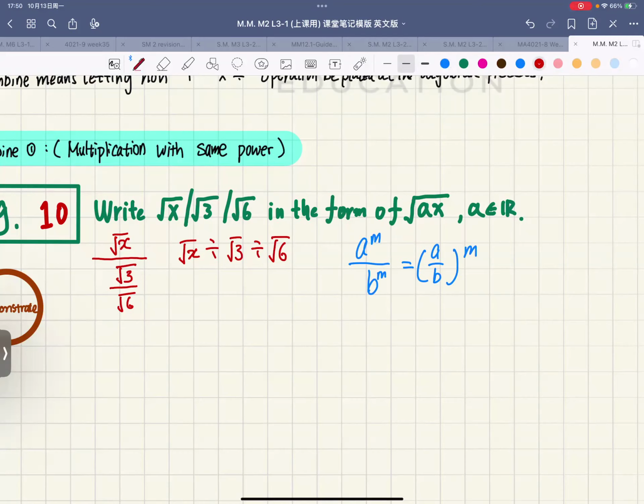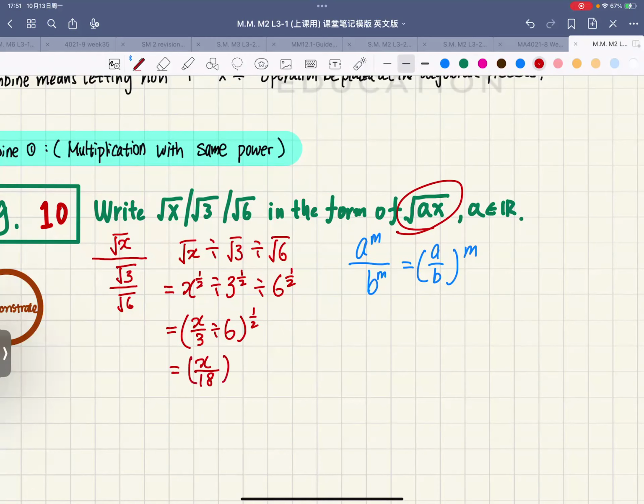So this one basically is equal to x to the power of half divided by 3 to the power of half divided by 6 to the power of half, which is equal to x divided by 3 divided by 6 to the power of half, which is equal to x over 18 to the power of half, which is equal to square root of x over 18, which is equal to square root of 1 over 18 times x.